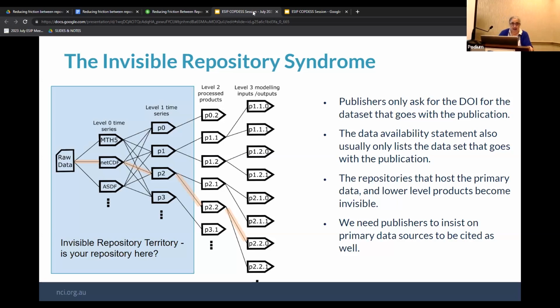Apart from that, there are big repositories that rely on funding and proof to their funders of what they're doing and the impact of the data that they're storing. If we don't do something, because I work at one of these, we're in trouble. And therefore, we need to get publishers to insist on the primary data sources being stored and cited as well.